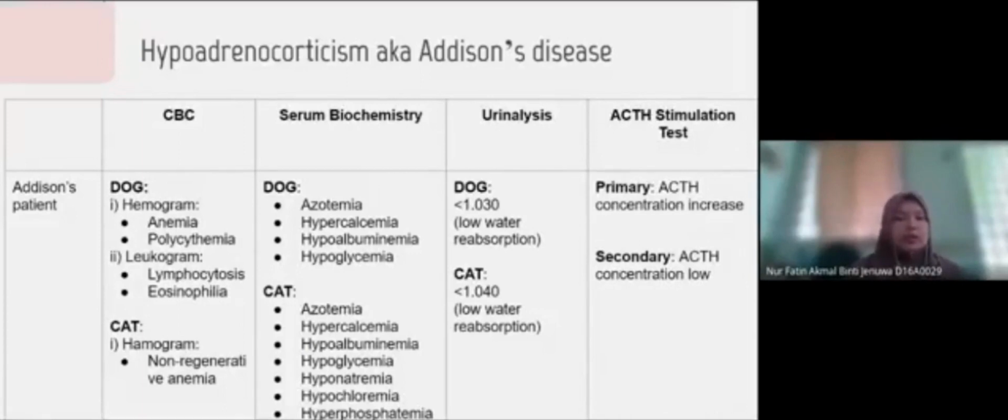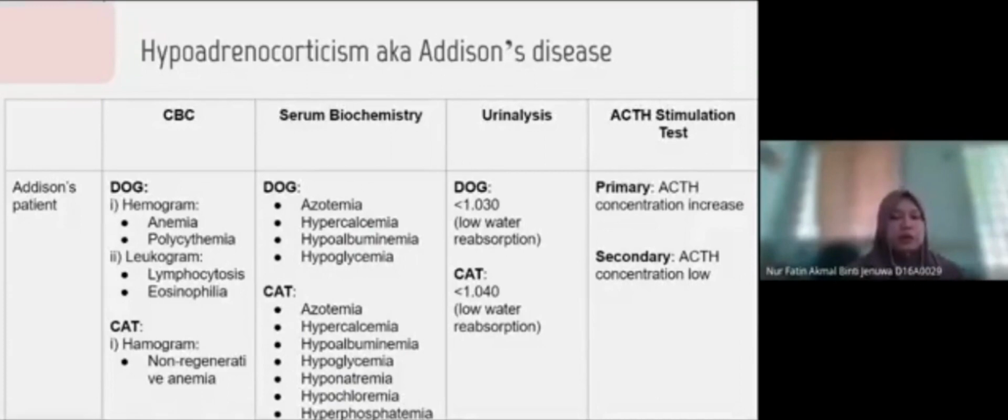Then we move on to the serum biochemistry. The patient that suffers from hypoadrenocorticism will have azotemia. This azotemia happens due to lack of water reabsorption in the kidney. Then the patient also will have hypocalcemia and hypoalbuminemia. This hypoalbuminemia can happen because plasma albumin is lost via excretion into the urine. Then the patient also will have hypoglycemia. This hypoglycemia happens due to lack of cortisol to maintain the blood glucose level in the bloodstream.